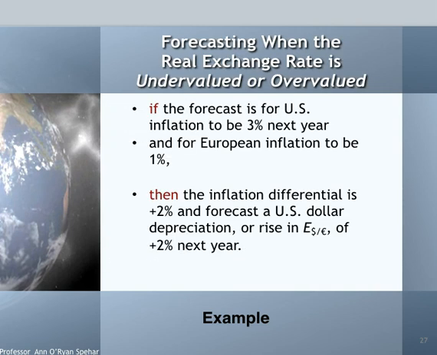Let's do a forecast when the real exchange rate is undervalued or overvalued. So if the forecast is for U.S. inflation to be 3% next year and European inflation is expected to be 1%, then the inflation differential is plus 2%. And this forecasts a U.S. dollar depreciation, or a rise in the exchange rate of the dollar per euro, of 2% next year.